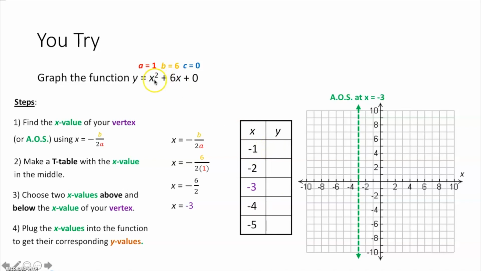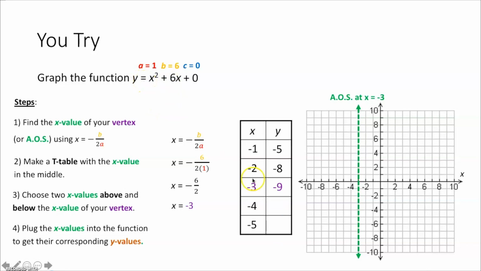So if I plug in negative 1, squared is positive 1, plus 6 times negative 1 is going to be negative 6. So 1 minus 6 gives you negative 5. Plug in negative 2. Negative 2 squared is going to be 4. And then 6 times negative 2 is going to be negative 12. So 4 minus 12 is going to give you negative 8. If I plug in negative 3, squared is going to be 9, plus 6 times negative 3, which is negative 18. So 9 minus 18, that's negative 9.